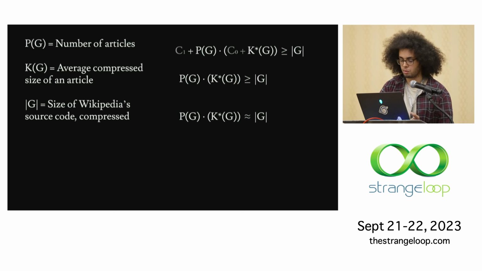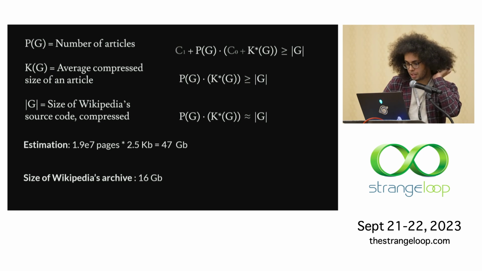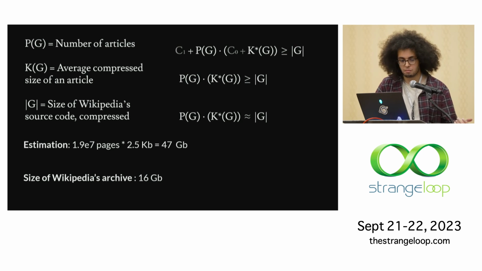It's of course a bit false. Of course, Wikipedia articles would be able to have some common information, because they're written in English at least, but that's the assumption we make. And if we make that assumption, we can make estimations about Wikipedia. If we take Wikipedia's possibility space and multiply it by K of j, the average compressed size, we have an estimation for the order of magnitude of Wikipedia's archive.